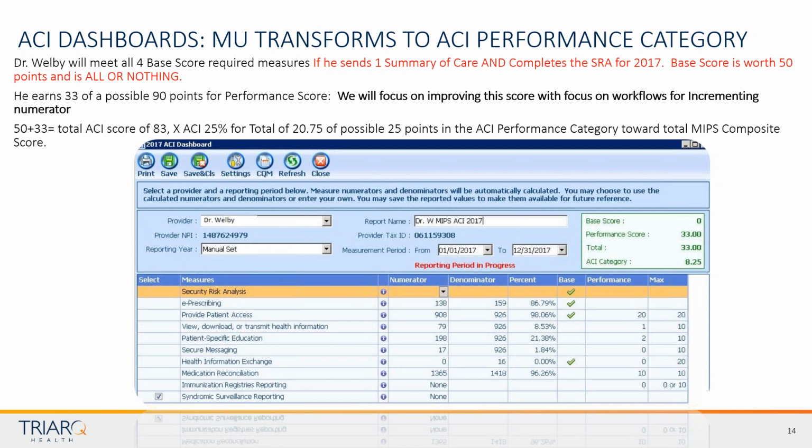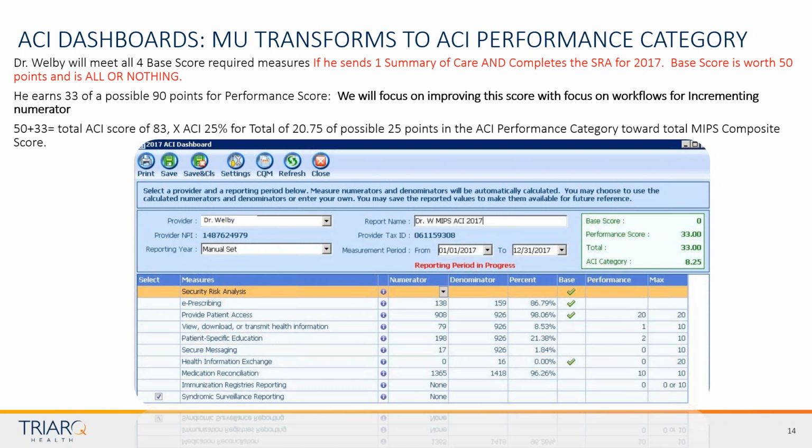That's almost 100. We're saying, hey, that's essentially 100. That earns you 20 out of 20 points. So likewise, when I look at my view, download, transmit, 8.53, that's almost 10%. So you get 1 out of a possible 10 points. So your strategy ought to be view these different measures, decide what's a good fit for your practice, and then focus your efforts on getting your score as high as you can for those particular measures.